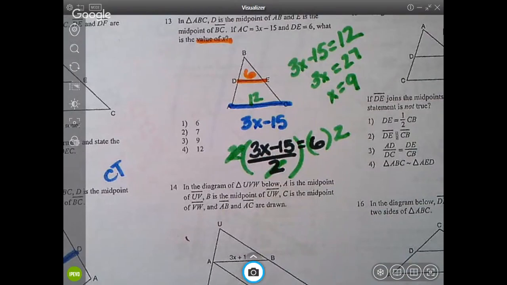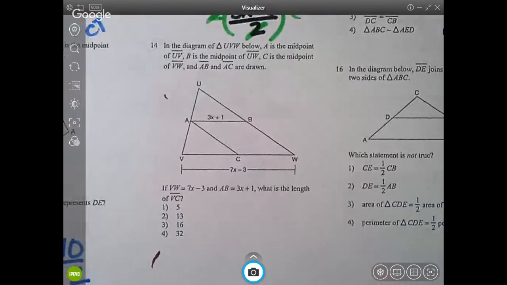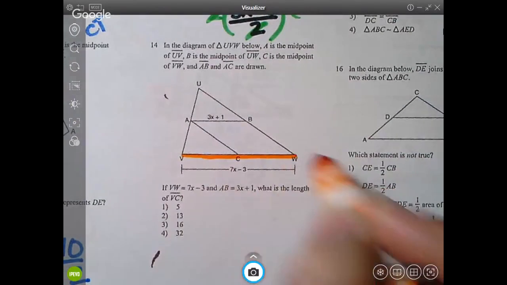Okay, now we're going to switch to 14. You got a brain break in about 6 minutes. Okay, so here we go. We have all the midpoints. They tell us this value, and they want the length of VC.